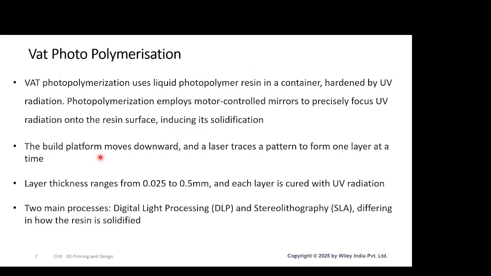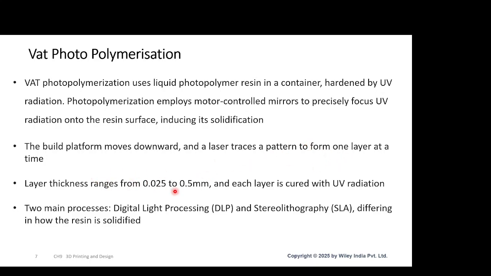It is hardened by ultraviolet radiation, and it employs motor-controlled mirrors to focus those radiations precisely. You can use motor-controlled mirrors for solidification. So it uses liquid photopolymer and ultraviolet rays for solidification. The build platform moves downward and a laser traces a pattern to form one layer at a time.